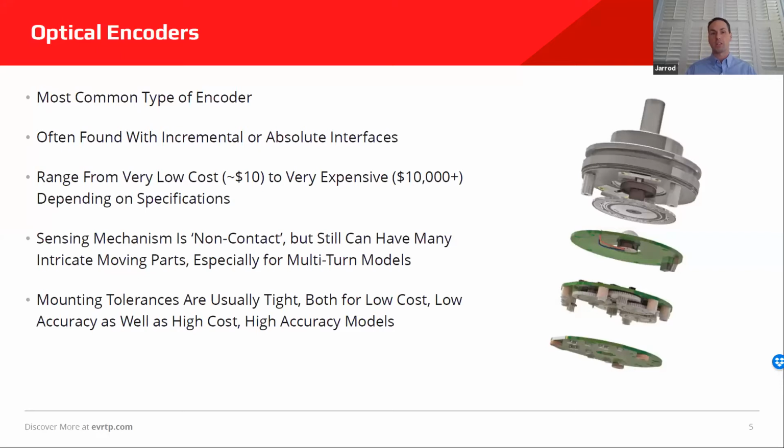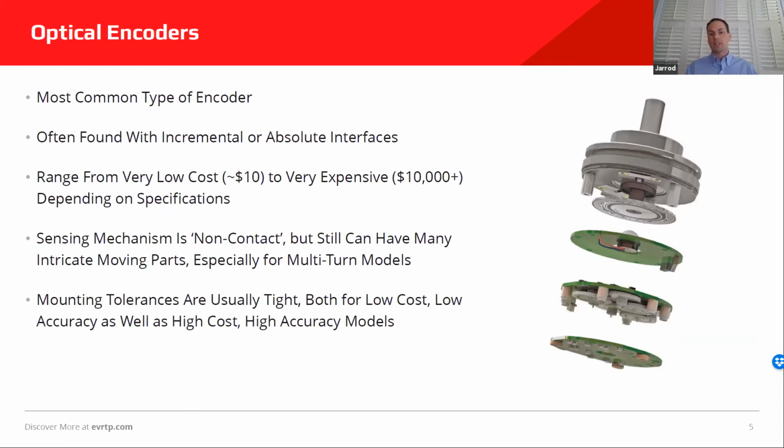depending on specifications. While the sensing mechanism, the light passing through the code disk, is itself non-contact, they can have many intricate parts, especially in a multi-turn model. So if you look at the image here, which is a split up, you can see you have multiple PCBs. You have the movement of the bearings in the code disk, the gear train for the multi-turn, kind of sandwiched in the middle there. There's a lot of things here. There's a lot of mass. In short, there's a lot of things that could go wrong. It's a complicated device.